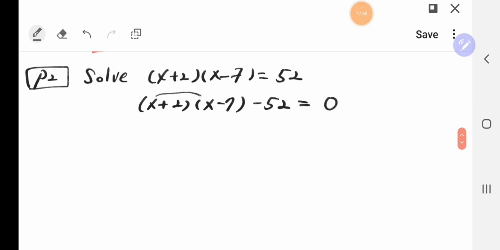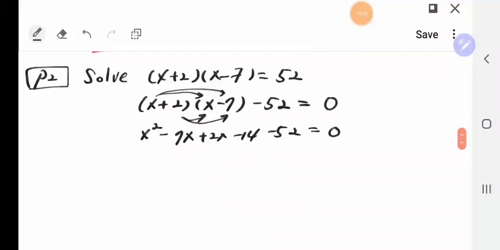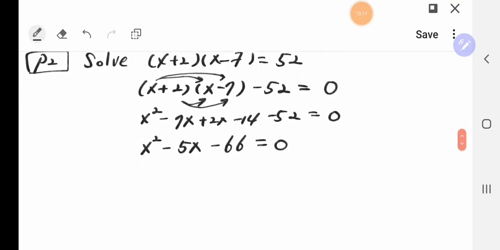So this will be x times x is x squared, and the second product is minus 7x, this plus 2x, and this one is minus 14 minus 52 is equal to 0. Okay, simplify this equation. Then x squared minus 5x minus 66 is equal to 0. So the equation now contains a trinomial, and let's factor this trinomial.